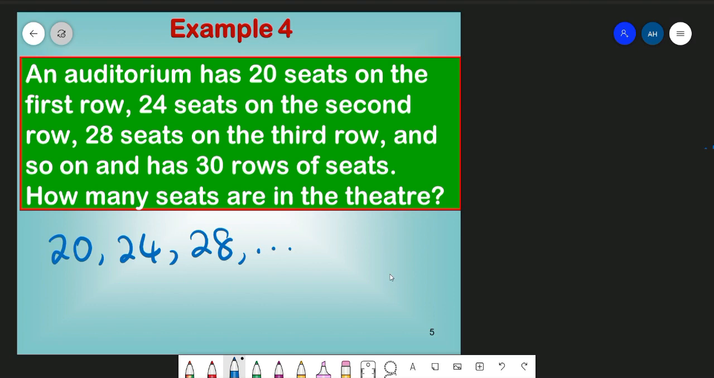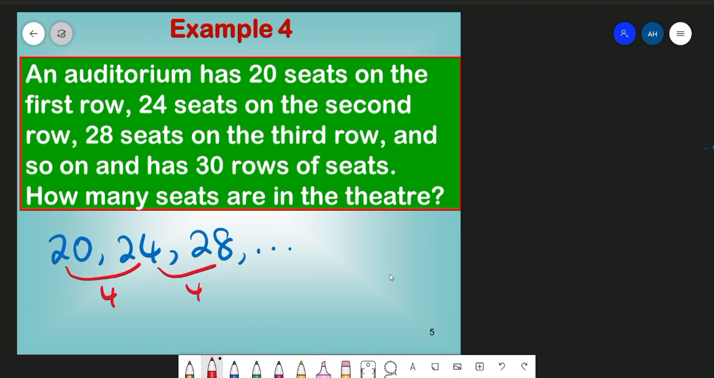If we look at the terms in this sequence, we want to check whether we have an arithmetic sequence. The difference here is 4. The difference between 24 and 28 is also 4. Therefore we have d equal to 4.